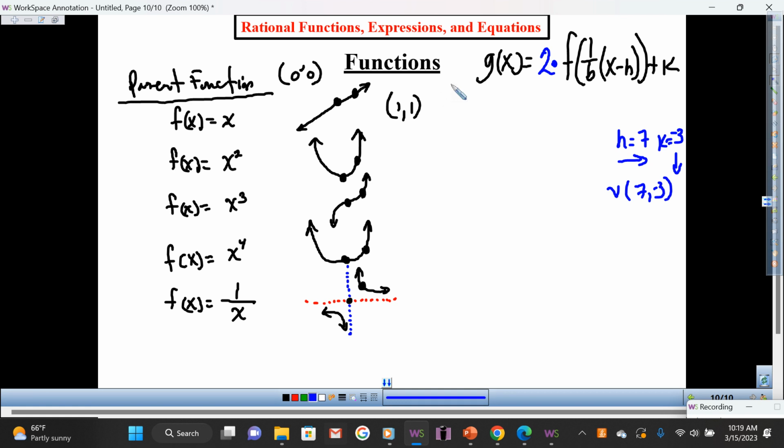Let's see. 1, 2. What does that do to the function? It stretches it. Let me do that to this one. 1, 2. 1, 2. 1, 2. Yes, it's going to stretch all of them.